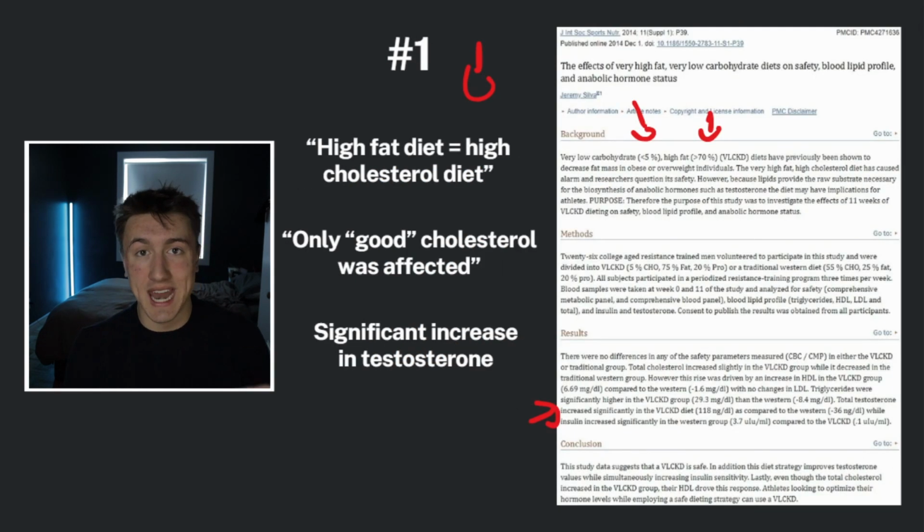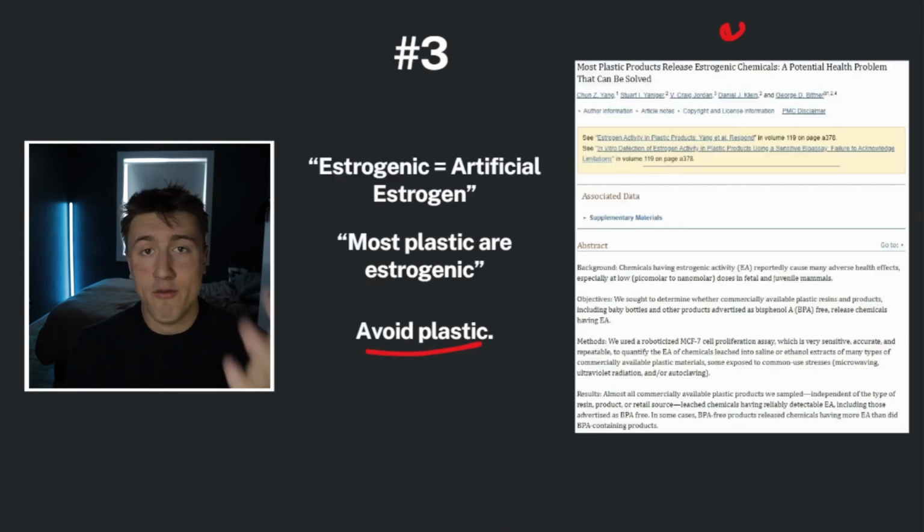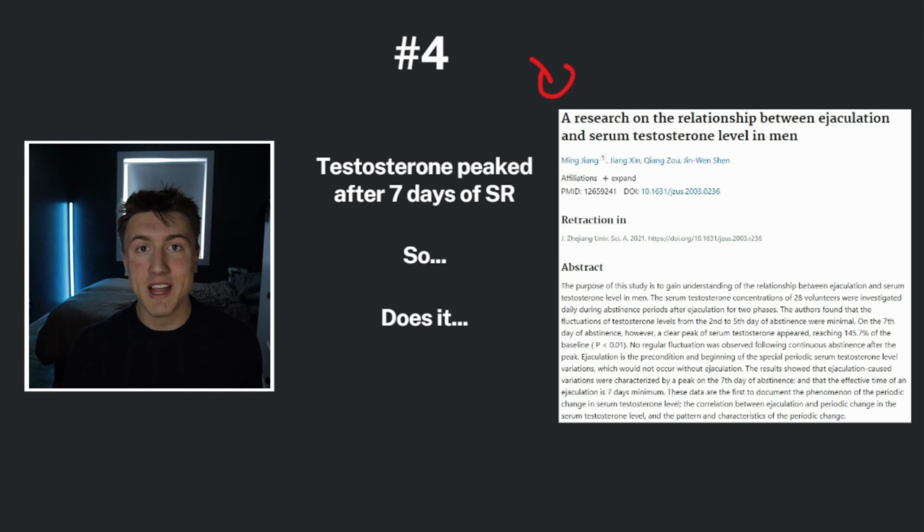There are things that you can act upon. Start with eating more cholesterol, eating more eggs, then make sure you go to the gym. You're probably already going to the gym. Everyone goes to the gym nowadays. If you don't, you're lacking. Avoid estrogenics, avoid plastic, avoid touching plastic. And fourth one, try to go on semen retention.